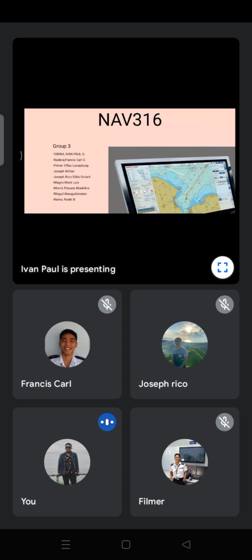Here are the members of Group 3: Obina Ivan Paul, Nadera Francis Carl C., Lukay Filmer Oflas, Milian Joseph, Oclarit Joseph Reco Sibla, Magno Mark Luis, Mankikis Morris Pasana, Manggilimutan Riquel, and yours truly, Namo Rodel.